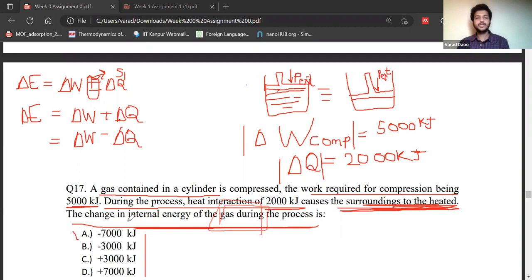So option A is 7000 kilojoule, then minus 7000, minus 3000, plus 3000, and plus 7000. As you can see, option A and option D are the same, only there is a difference of sign, right? So you have to take that into consideration. The first law is delta E equal to delta W plus or minus delta Q, depending on what sign convention we are using. Depending on that, we can have delta E equal to delta W plus delta Q or delta W minus delta Q. So I'll give you 3 minutes to try to answer it.